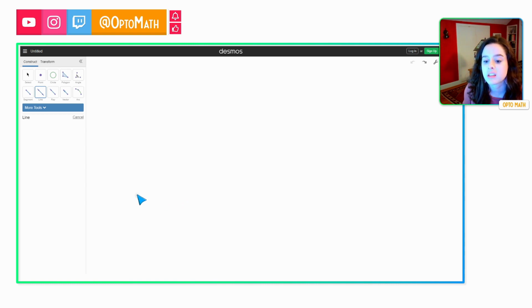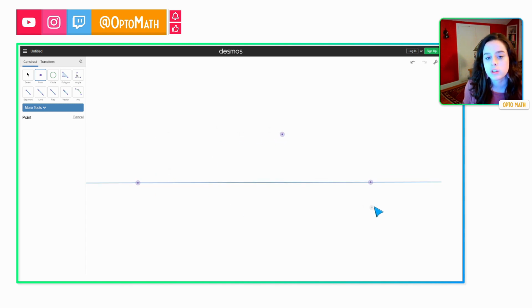I usually like to make my lines kind of lower, the bottom, or middle-ish, and make a random point. I usually try to make the point not in the middle of these two points to make sure people know that it can be any random point. It doesn't have to look like it's in the middle or anything.